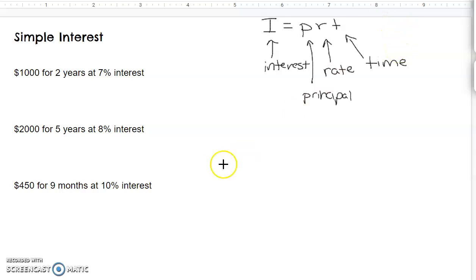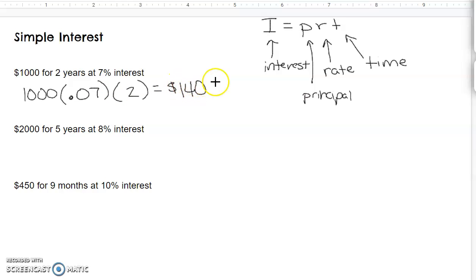amount of interest. So for example, if I, let's say, borrow $1,000, and I'm going to pay that back over 2 years, 7% interest. So I would take $1,000 times 7% as a decimal. And be careful about that conversion. Don't accidentally put 0.7 because that would represent 70%, not 7. And then multiply by 2 years. And you would get $140.